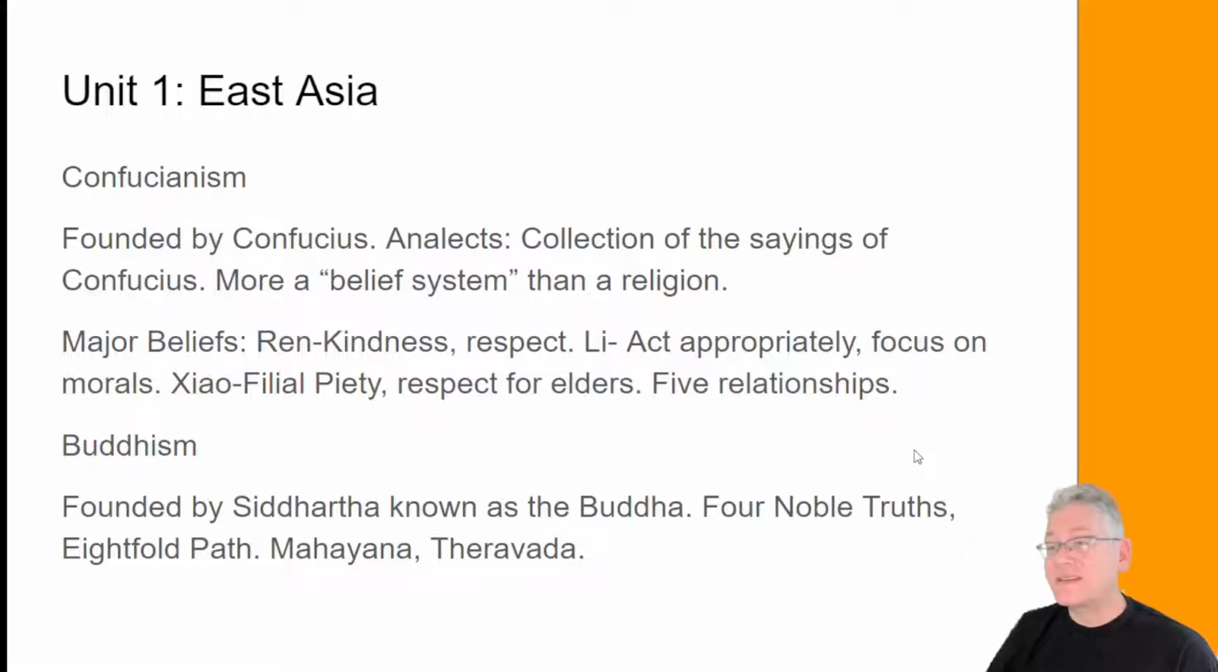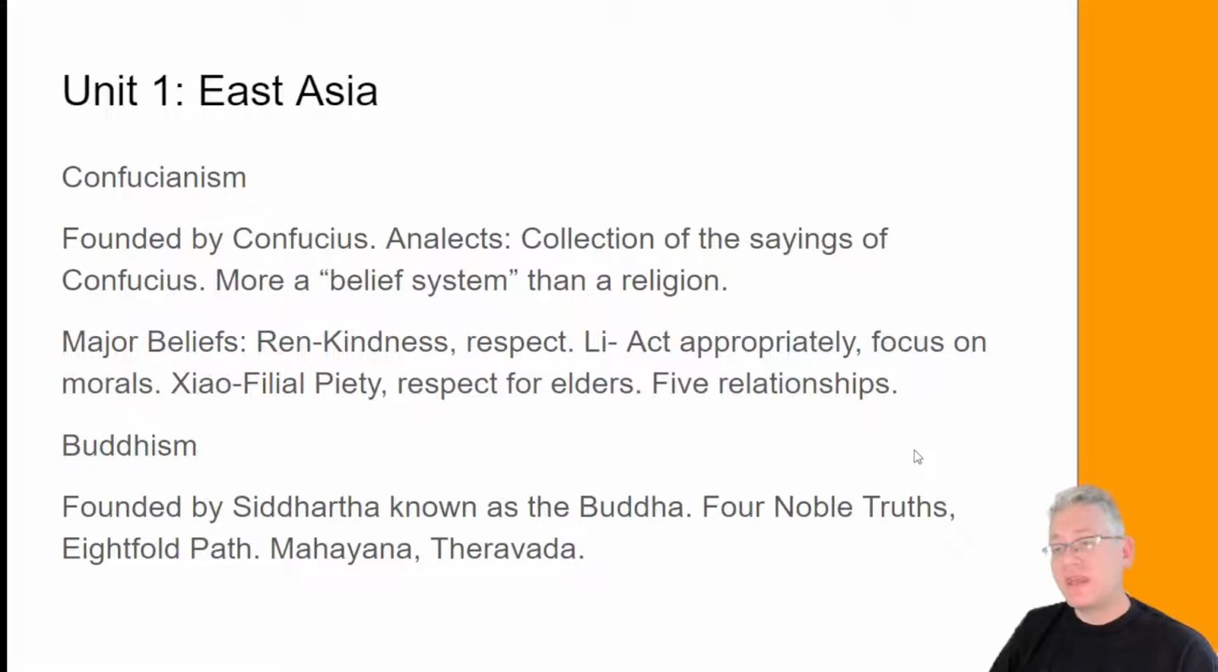His Analects are the collection of his sayings. It is a belief system more than a religion. Confucius doesn't talk a lot about God or anything like that. He instead talks about the world we live in now, right? Like, what is our world now and how can we make that world better? That's what he is concerned with. So when people would ask about God, he would say, well, yes, God or the gods exist, but we're concerned with what's going on right here instead.